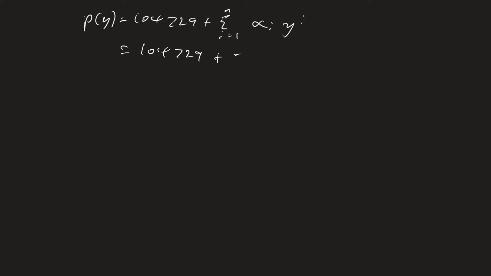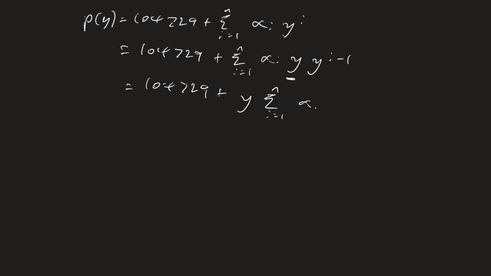104,729 plus the sum of i equals 1 to n of alpha i times the y that I want to factor out, and y times y to the i minus 1, so y to the power of 1 times y to the i minus 1 gives me y to the i, so that's correct, which is equal to 104,729 plus, now I can bring the factor out the front of the sum, and we want to call this h of y, and all that remains to show is that h of y, this term here, is an arbitrary polynomial.